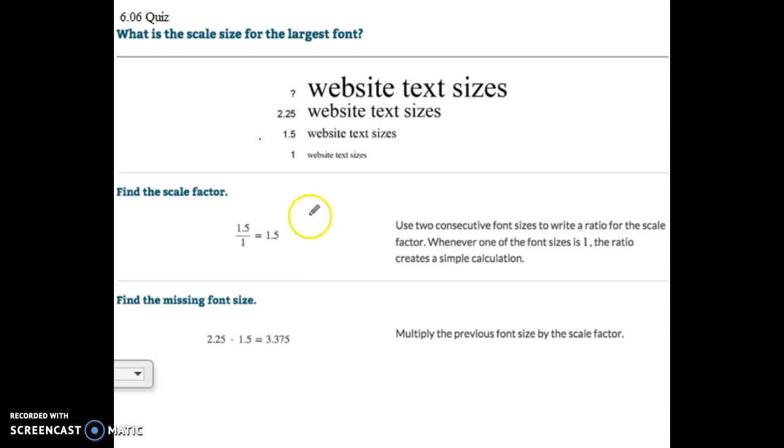We could also do 2.25 divided by 1.5, and we would also get 1.5. So first, just find your scale factor. Then once you find that scale factor, to find the next larger size, you will multiply. Okay, so we're going to take this 2.25, which comes from right here. We want the next larger size, so we multiply by 1.5 and get 3.375. So that is going to be our next larger size right there.